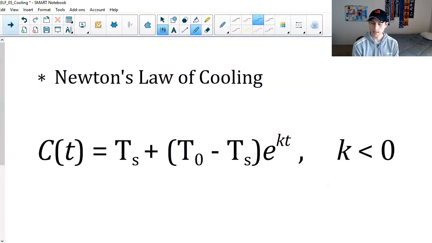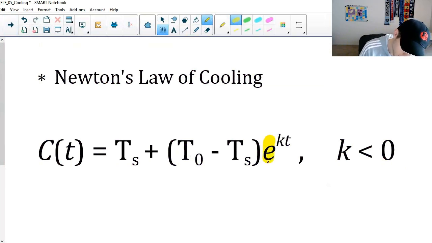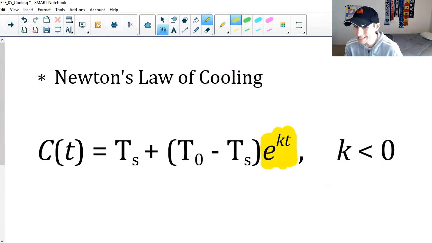At first glance, it looks a little more complicated than the one we're used to working with, and that's true. But you might still notice that we still have e to the power of kt here. That part hasn't changed from our exponential growth formula. But now we have all this new stuff. We have this TS, we have this T0. So what does all of this stuff mean?